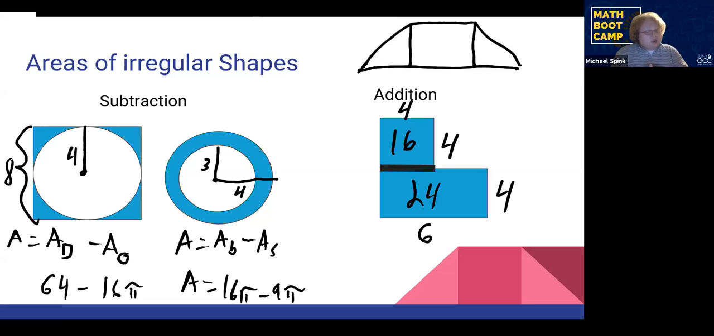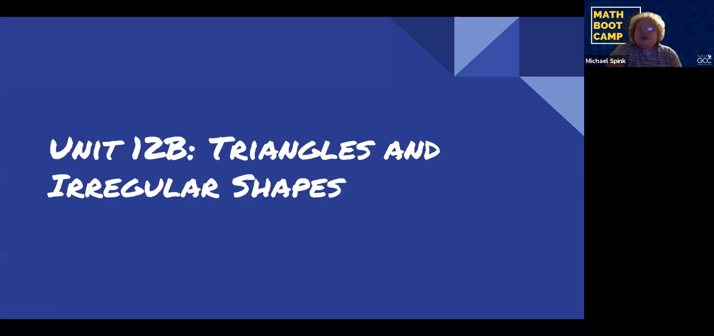So we can get to pretty much any shape that we want by breaking it down, or decomposing it, or adding it up into other shapes that we do know the areas of. With that being said, that is Unit 12B and irregular shapes.